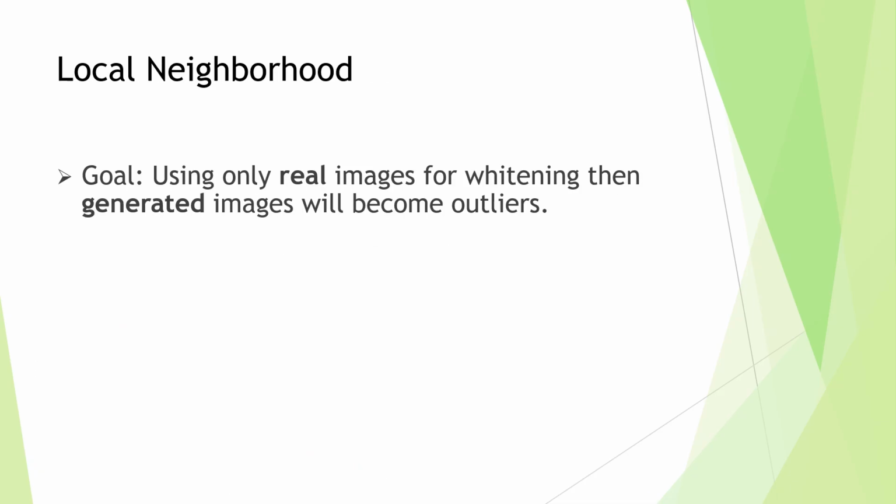Our goal is to use only real images to estimate the whitening transform so that generated images will appear as outliers under this model. However, there is an important challenge. CLIP embeddings do not encode only these statistics. They also contain strong semantic information, such as object category and scene type. Because of this, the global likelihood model may confuse semantic differences with real versus generated differences.